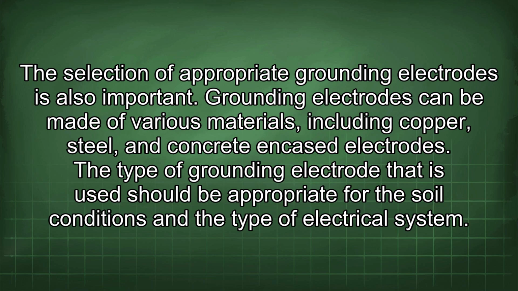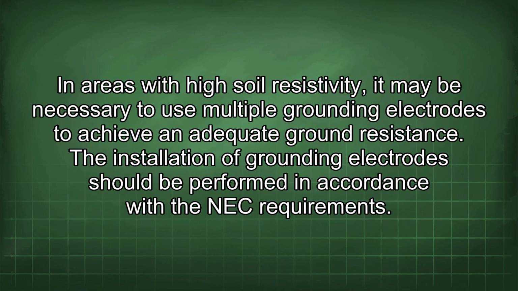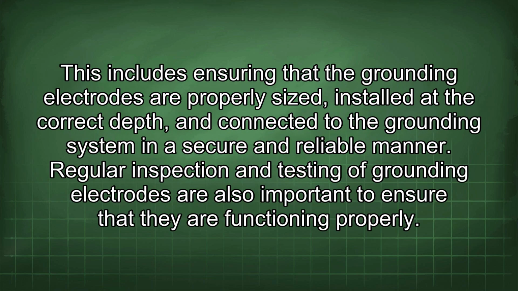The selection of appropriate grounding electrodes is also important. Grounding electrodes can be made of various materials, including copper, steel, and concrete encased electrodes. The type of grounding electrode that is used should be appropriate for the soil conditions and the type of electrical system. In areas with high soil resistivity, it may be necessary to use multiple grounding electrodes to achieve an adequate ground resistance. The installation of grounding electrodes should be performed in accordance with the NEC requirements. This includes ensuring that the grounding electrodes are properly sized, installed at the correct depth, and connected to the grounding system in a secure and reliable manner.